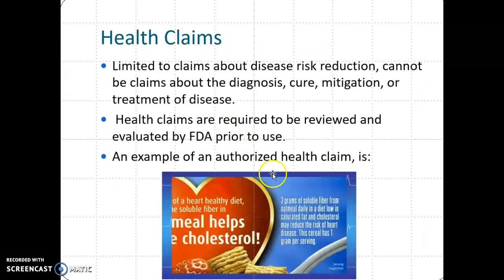The next thing is the health claims, as I mentioned. So here's an example of oatmeal, where they said 3 grams of soluble fiber from oatmeal daily in a diet low in saturated fat and cholesterol may reduce the risk of heart disease.